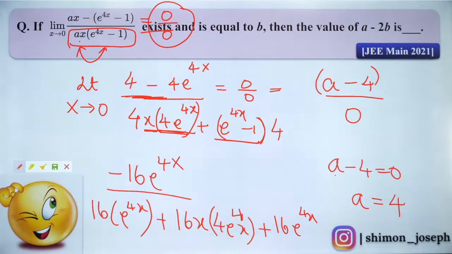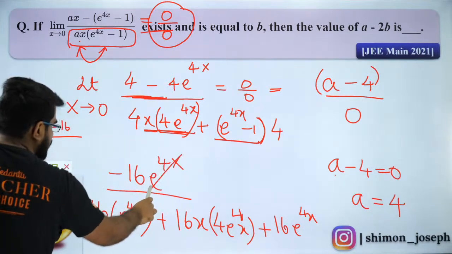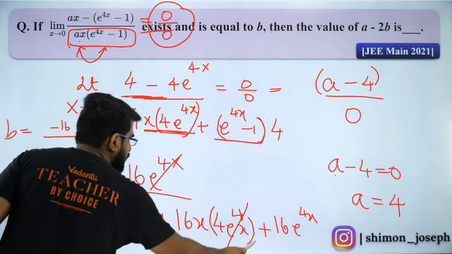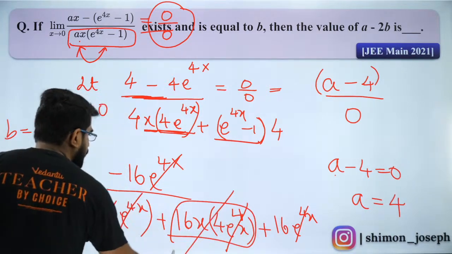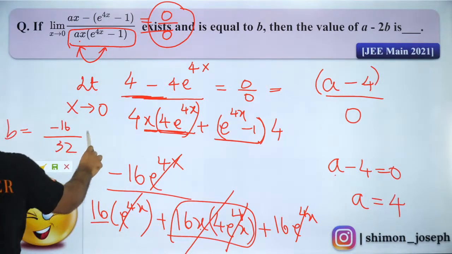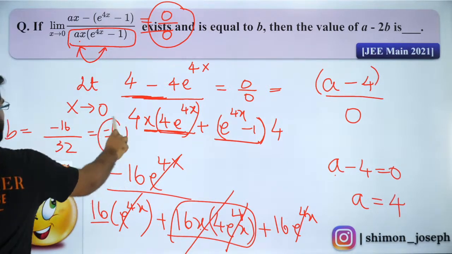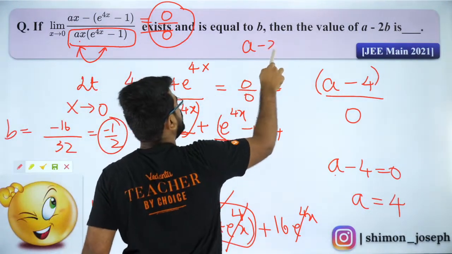So guys, your b will come out to be minus 1 by 2. It's very easy. It will be minus 16 divided by, because this is 1, this is 1, this is also 1, this is also 1, this is 0. So this term will go away because x is 0. So it will be 16 plus 16, 32. So b is equal to minus 1 by 2. So a is equal to 4, b is equal to minus 1 by 2. So a minus 2b will be 5.